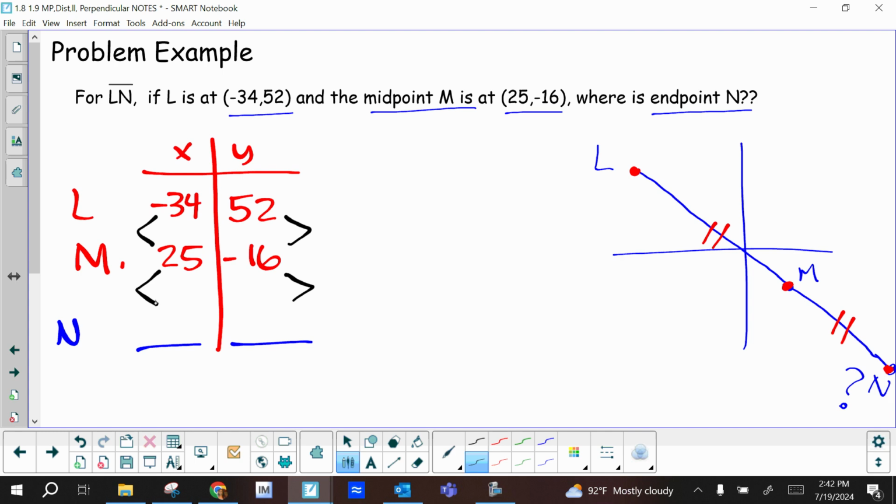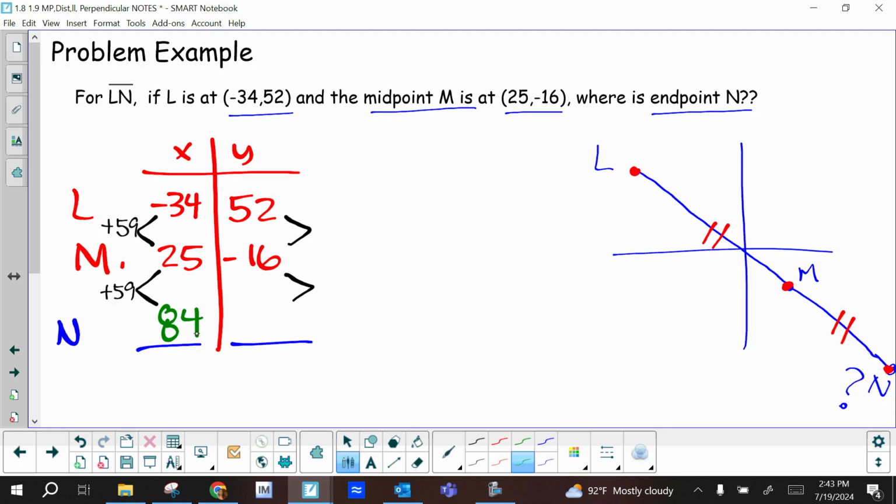We may need our calculator because these numbers are kind of big. How far is -34 to +25? It's going up, so it's a positive difference. So 34 plus 25, this one goes up 59. It's going to have to go up 59 again in order for M to be directly in the middle. So let's add 25 plus 59. This is going to be 84.